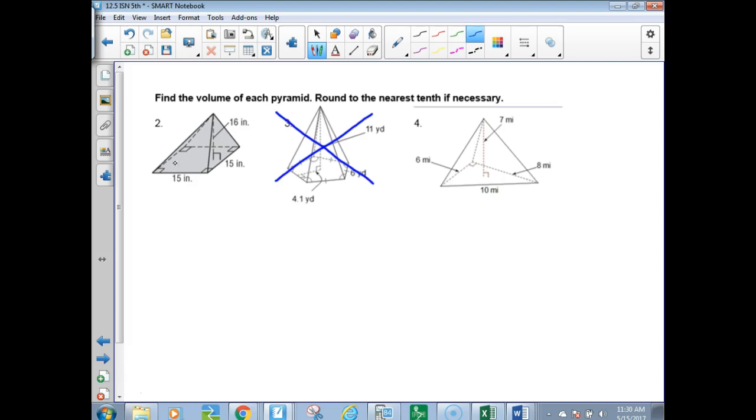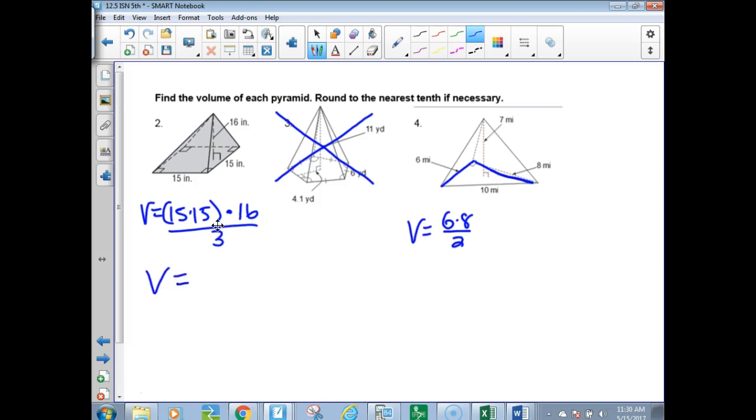You will be tested on something more like this, which is going to be a volume of base 15 times 15 times the height of 16 divided by 3. I took out all the unusual pyramids. We could do this triangular pyramid though, because its base is a right triangle. Then the area of that base would be 6 times 8 divided by 2.